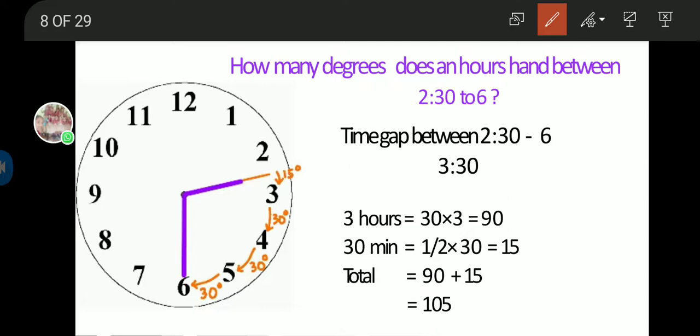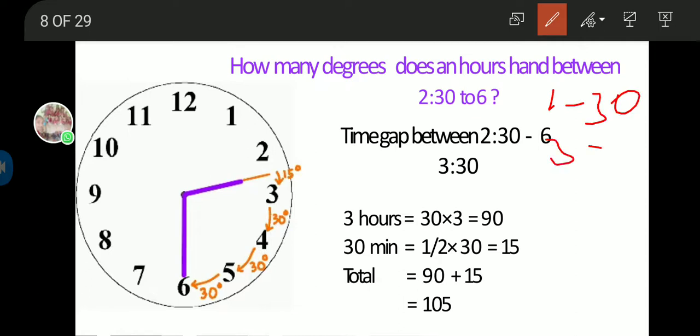You can think of 2:30 to 3, how much? 30 minutes. Keep it aside. 3 to 4, 1. 4 to 5, 2. 5 to 6, 3. And 2:30 to 3 is a half. So 3 and a half, this means 3:30 is the gap. You can think like that also. So how much gap is there? 3:30. Am I right?